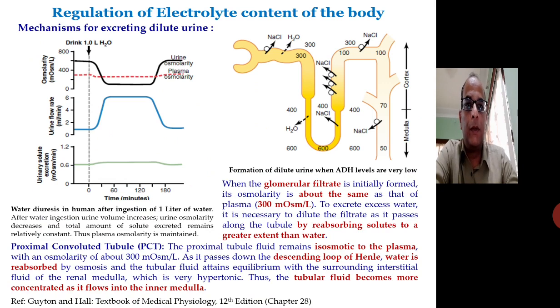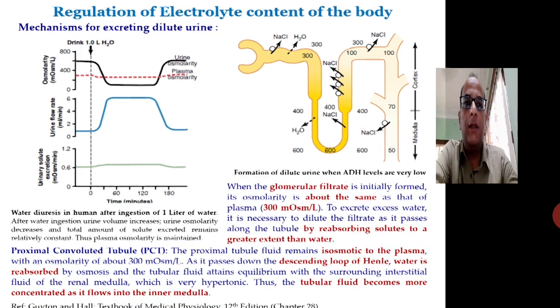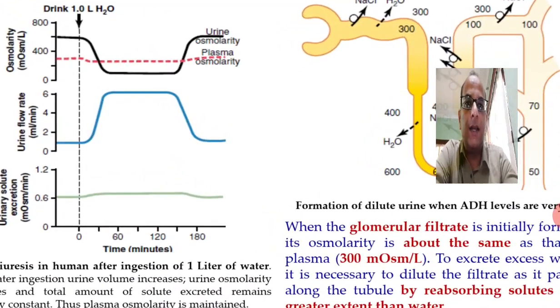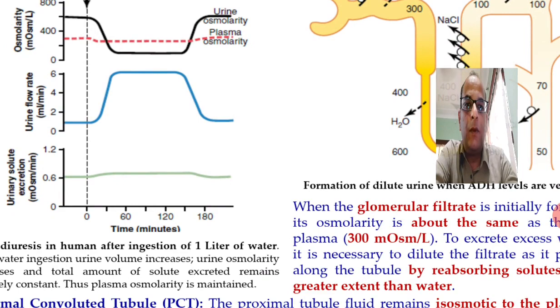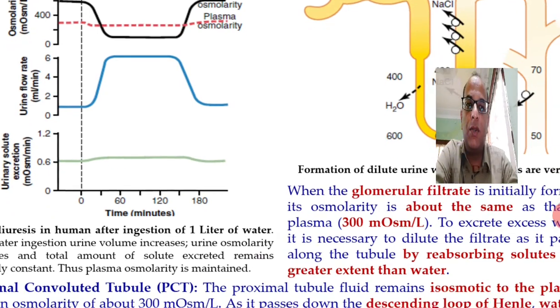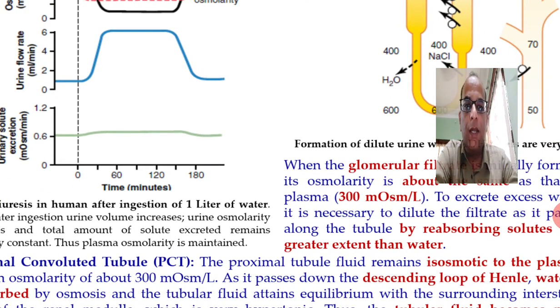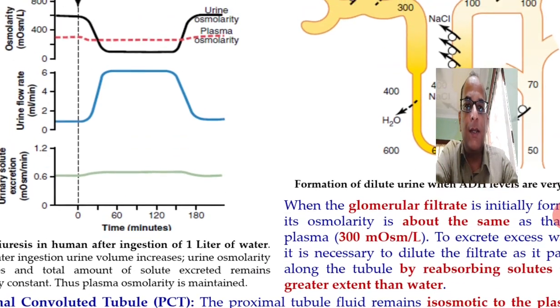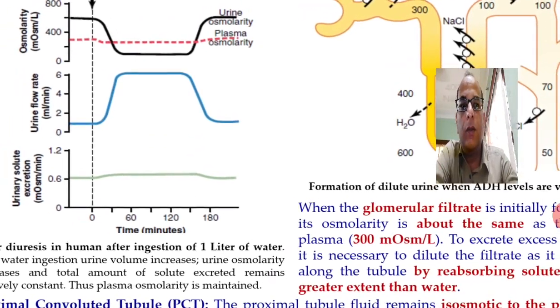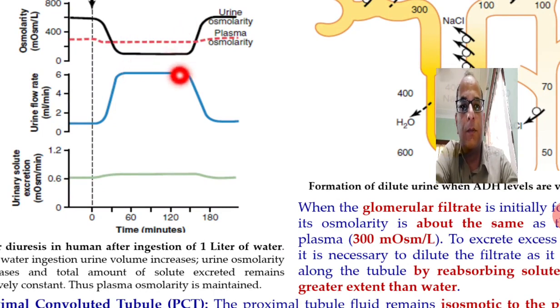So what are the basic mechanisms of excreting a dilute urine? Here in the left panel, you can see water diuresis in a human after ingestion of 1 liter of water. After water ingestion, urine volume increases, the urine osmolarity decreases, and the total amount of solute remains relatively constant. Thus the plasma osmolarity is maintained.